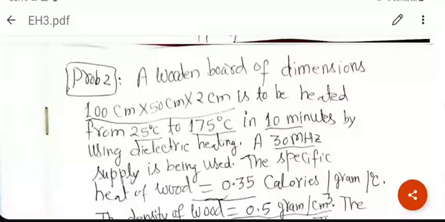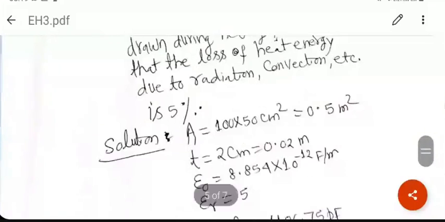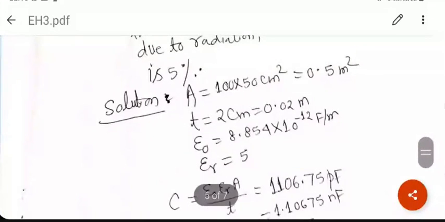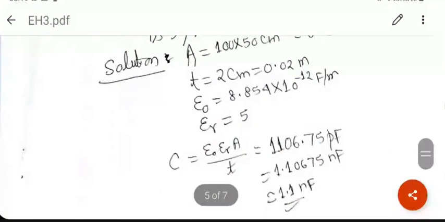Capacitance is easy enough to calculate, I think. Look at the numbers. A is given and we convert it into meter square. T is given, we convert it into meters. Epsilon naught is well known. Epsilon R is also given. To calculate capacitance right away, it turns out to be 1.1 nanofarad almost.